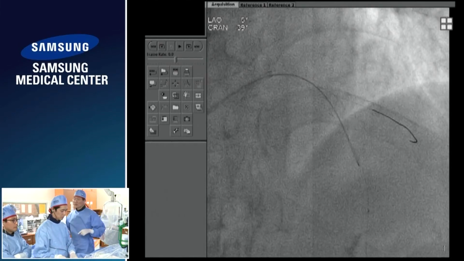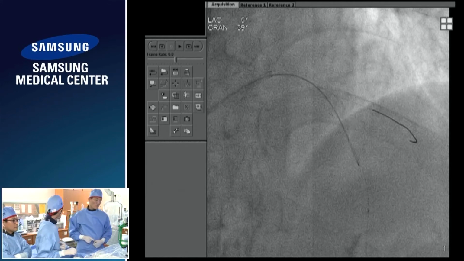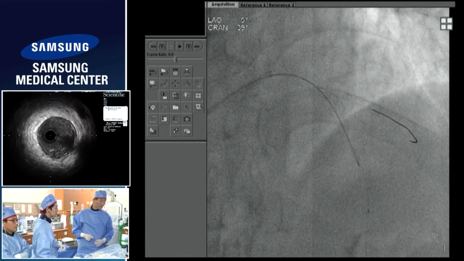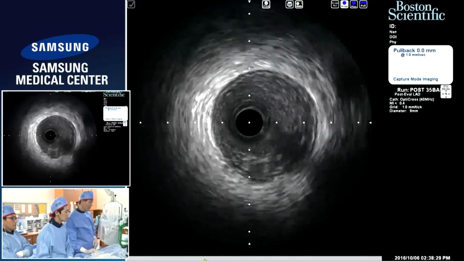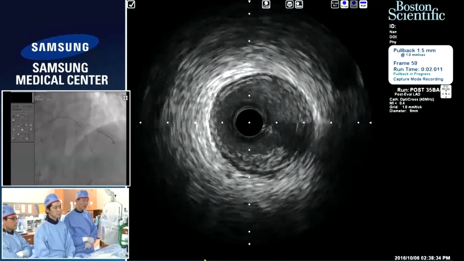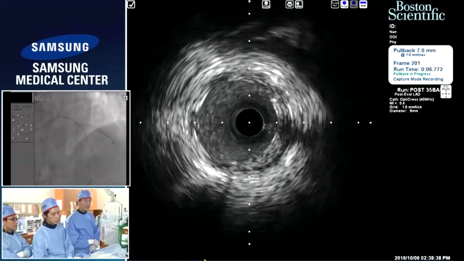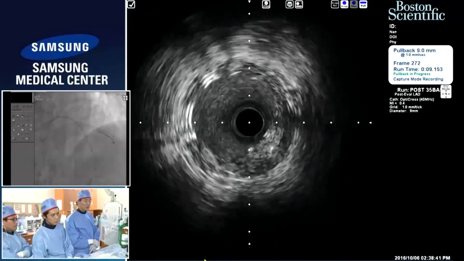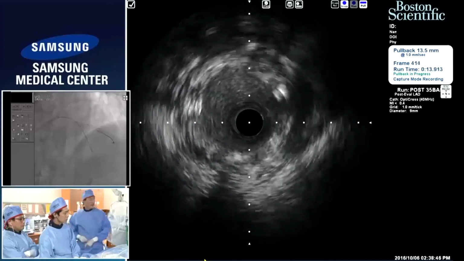IVUS on the screen, please. Not yet. IVUS on the screen. Please, IVUS image on screen. Big screen. IVUS on the big screen, please. Okay. Pull back, start. As you know, the IVUS is less sensitive to find a dissection or malposition for BVS. Just 2 lines.